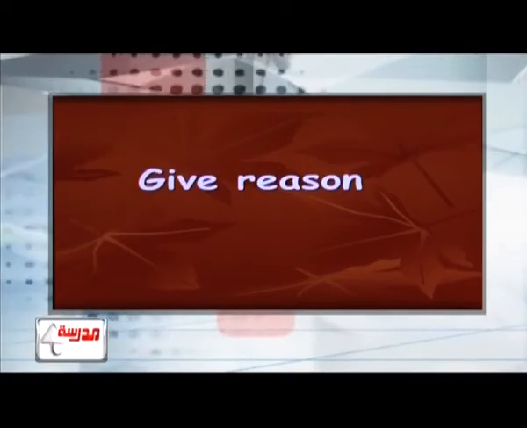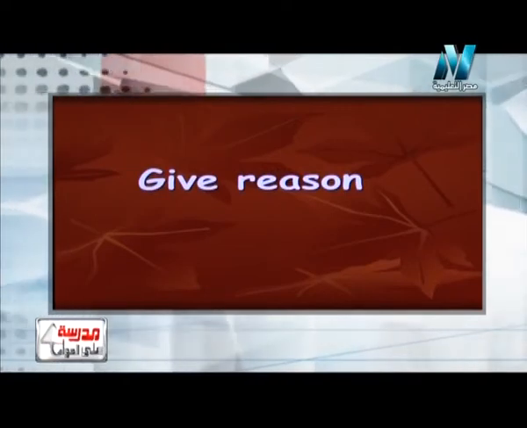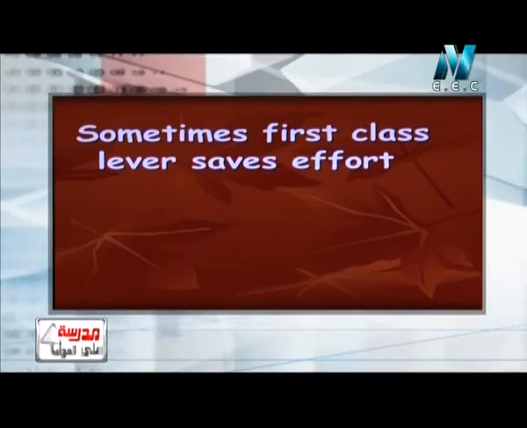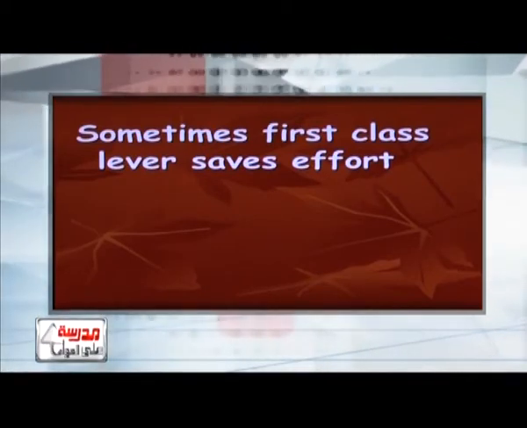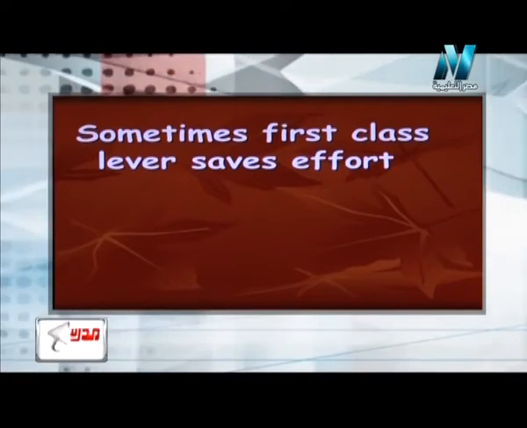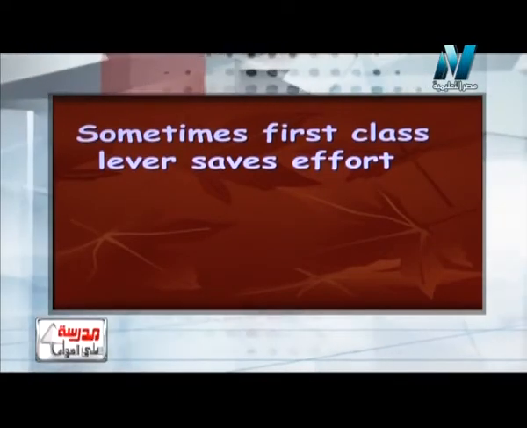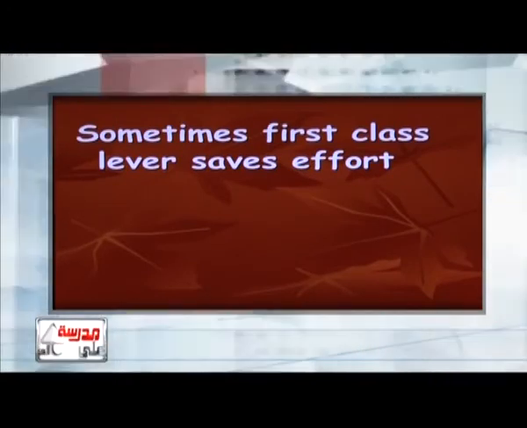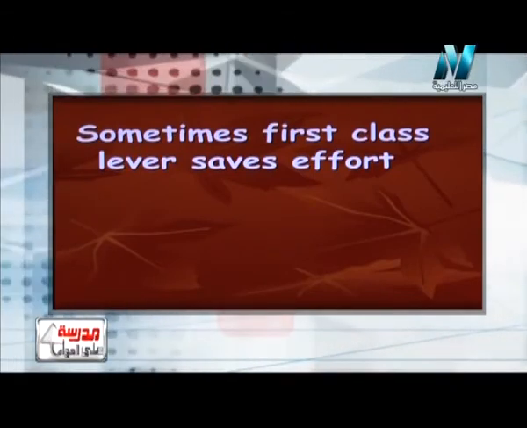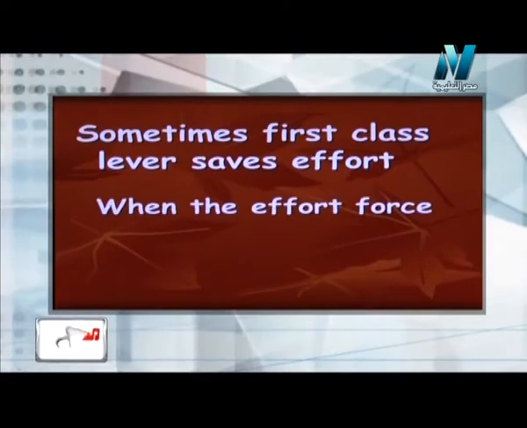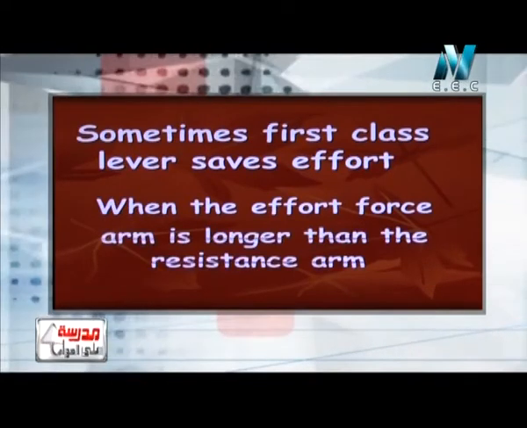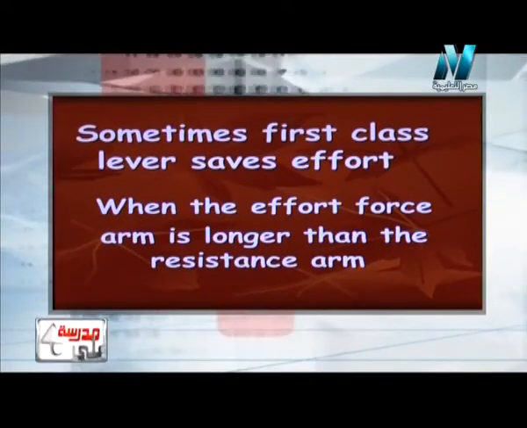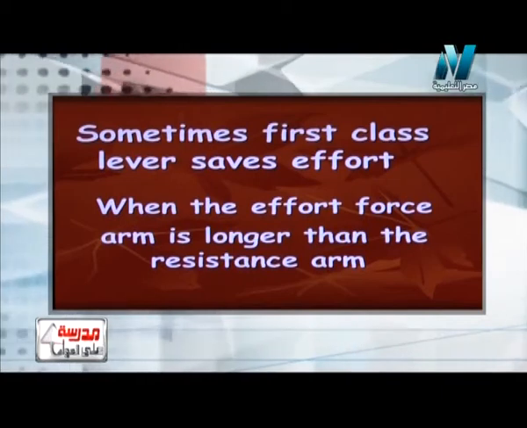Another type of question: give reason. The first question says that sometimes the first class lever saves effort. But we know that the type of lever which always saves effort is the second class lever. So what about the first class lever? It sometimes saves effort and sometimes not. Why? When the effort force arm is longer than the resistance arm, it will save effort. What if the effort force arm is shorter than the resistance arm? It will not save effort.